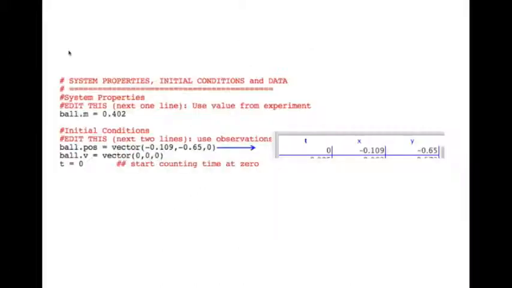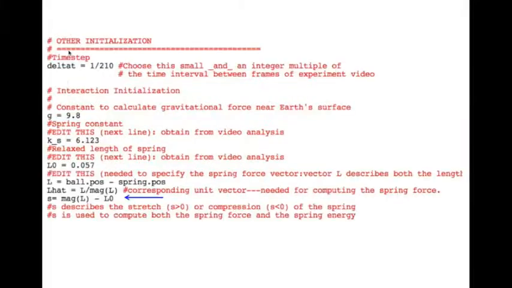The first initial conditions set were the mass given by the video at 0.402 kilograms. The initial position was found using Tracker at negative 0.109, negative 0.650 meters. Because the mass was released from rest, the initial velocity was 0.000 meters per second. The spring constant and the relaxed length were set at the values previously calculated. Then the code had to be adjusted to fit the calculation for L and S to be used in calculating the spring force.